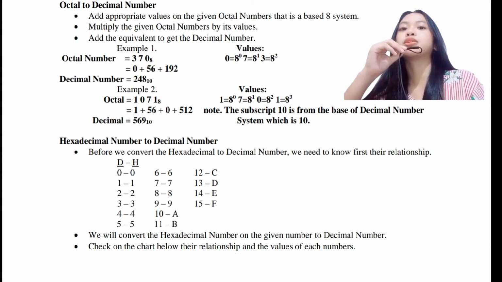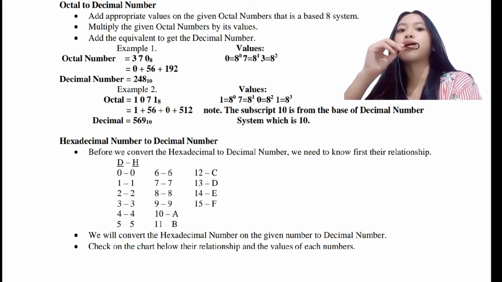Now let's proceed to the conversion of octal number to decimal number. If binary has base 2 system, octal number has base 8 system. Let's have an example. Given the octal number 370 sub 8, the values would be: 0 is equal to 8 to the power of 0, 7 is equal to 8 to the power of 1, 3 is equal to 8 to the power of 2.